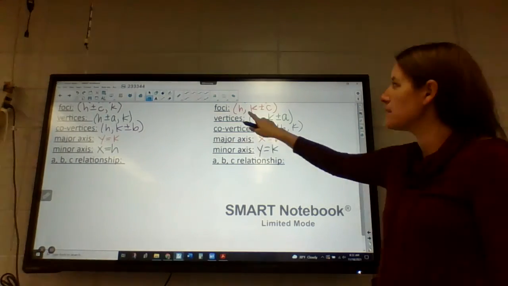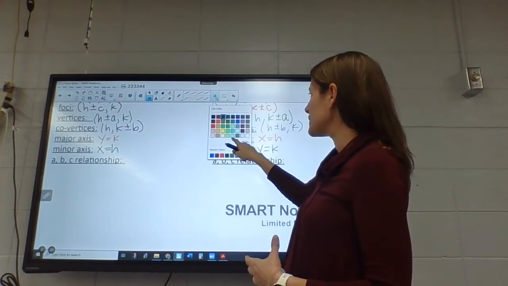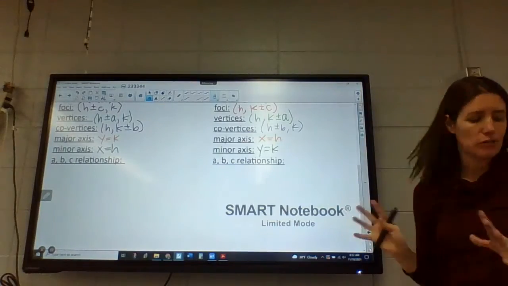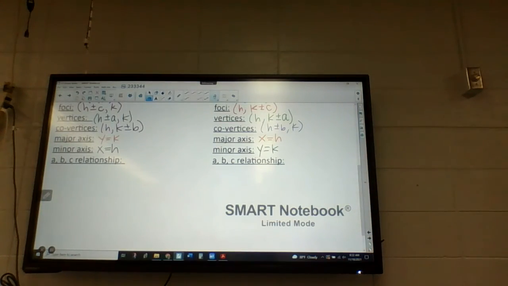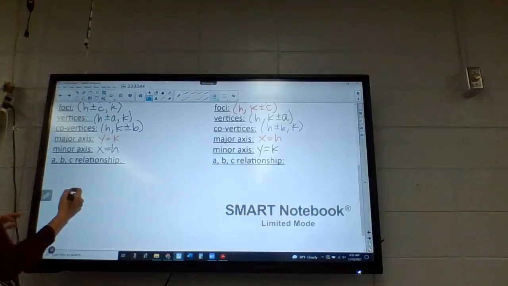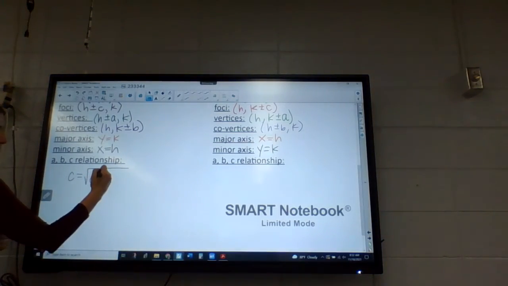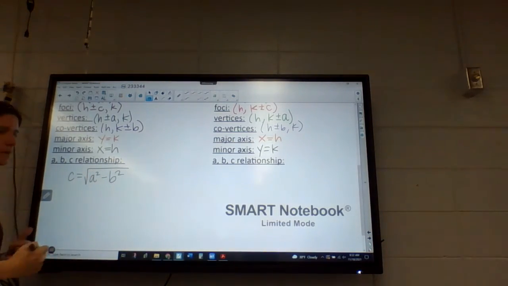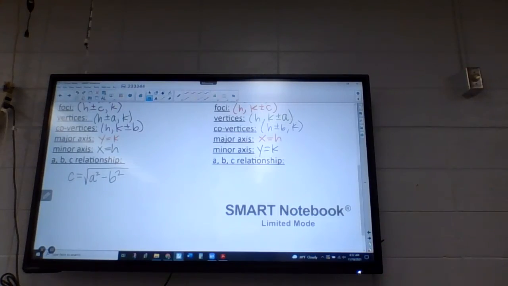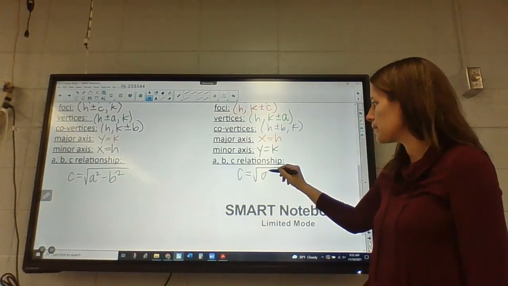All right, and the A, B, and C relationship, like I said, it's close to the Pythagorean theorem, but it's not exact, so that makes it a little bit strange. And so again, this is why we're so glad we have notecards for this, because as much as these are similar, they're not the same. So this one's going to be C equals square root of A squared minus B squared. And this one's going to be C equals square root of A squared plus B squared.